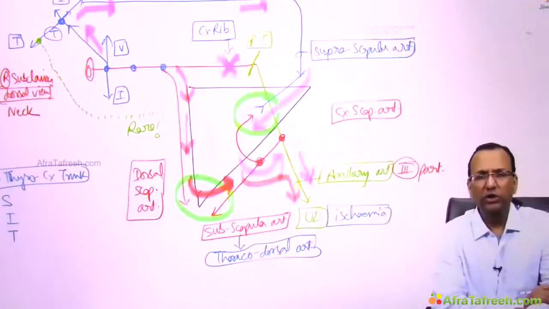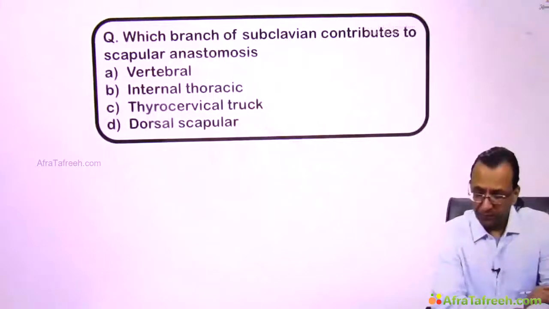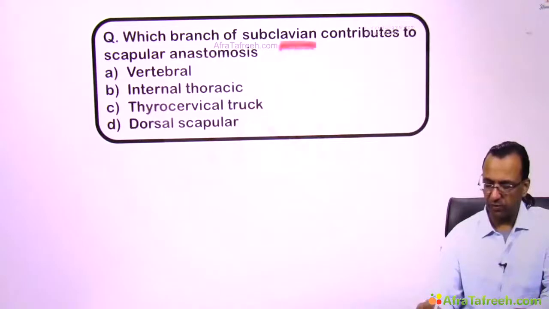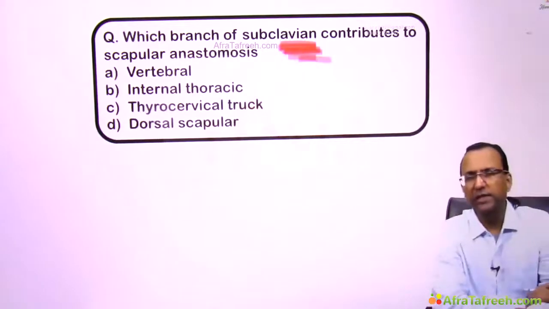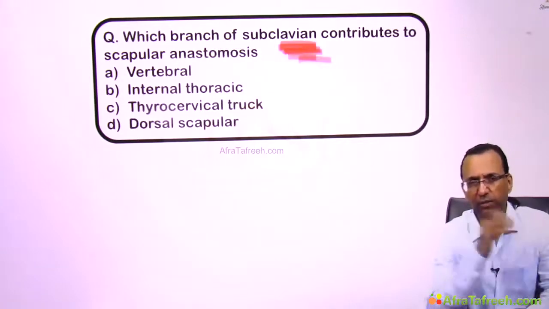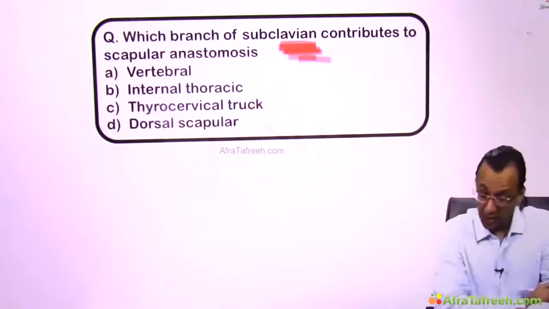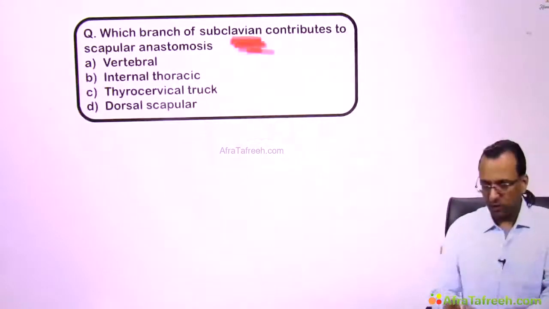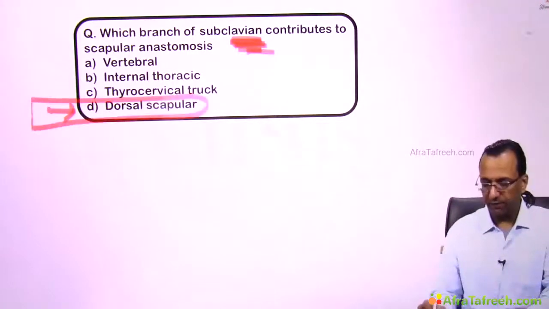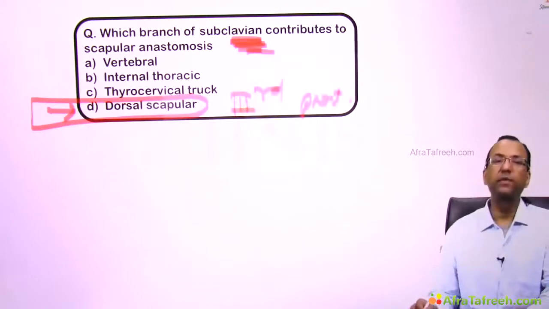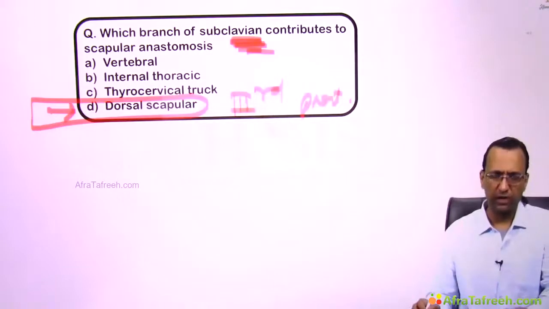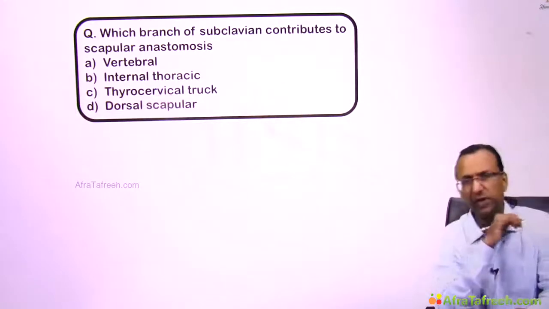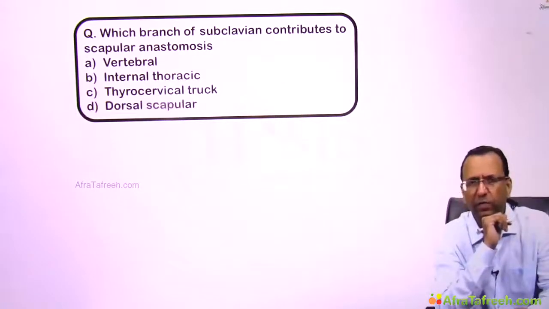Now we got one question. It is asking us, which branch of the subclavian is contributing to scapular anastomosis? And when somebody says that, you should give the name of a direct branch if possible. So who is the direct branch of the subclavian artery participating in scapular anastomosis? It is the dorsal scapular artery, which comes directly from the third part of the subclavian artery, though sometimes it may come from the first part also. So you're telling dorsal scapular is the answer. Yes. What if I remove that?